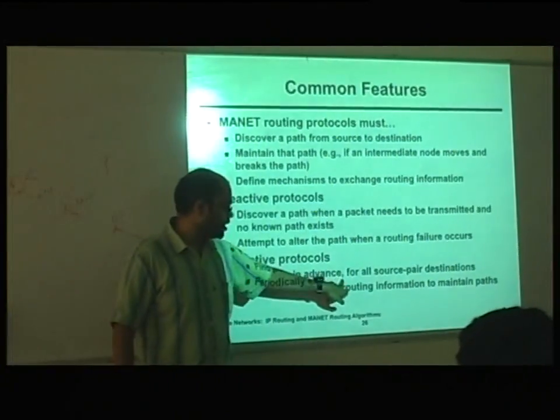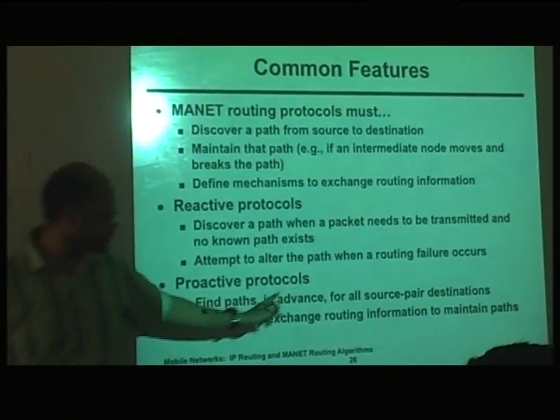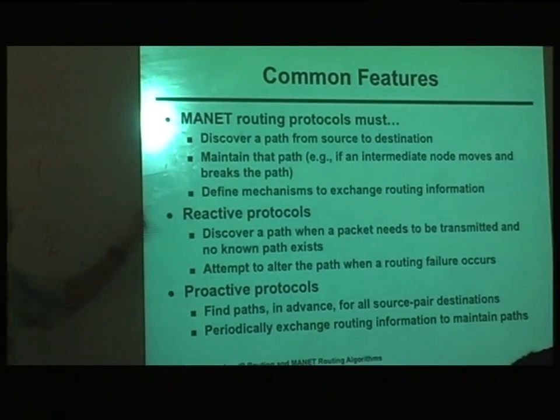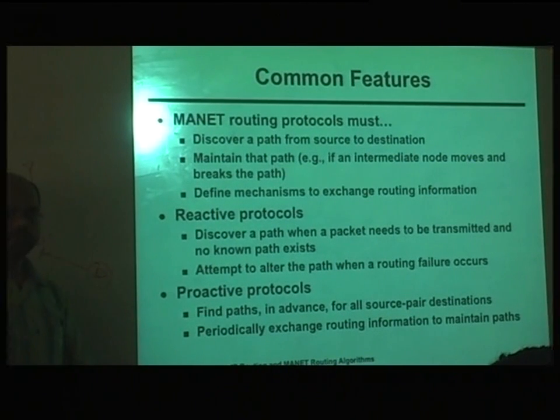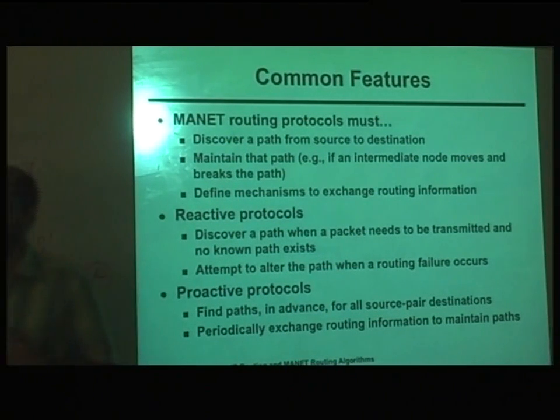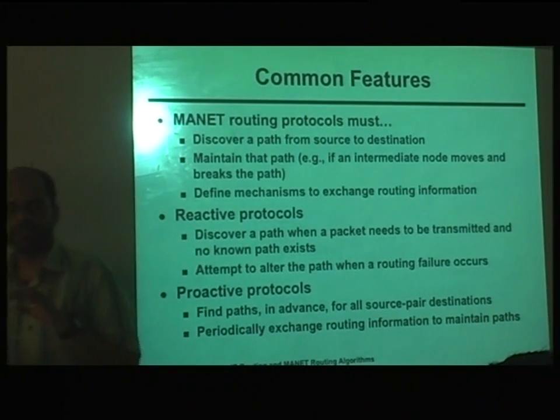So exactly what it is saying: find paths in advance for all source-destination pairs. You assume that you want to send data to everybody, everybody assumes they want to send to everybody else, and in advance you construct a route using the same algorithm, and periodically exchange routing information to maintain the path. First you do it in advance for everybody, and then you keep on doing it for the lifetime. Then you will have a proactive algorithm. So are the concepts clear? This is to clarify the differences between these two, so that you can judge a routing algorithm based on them.